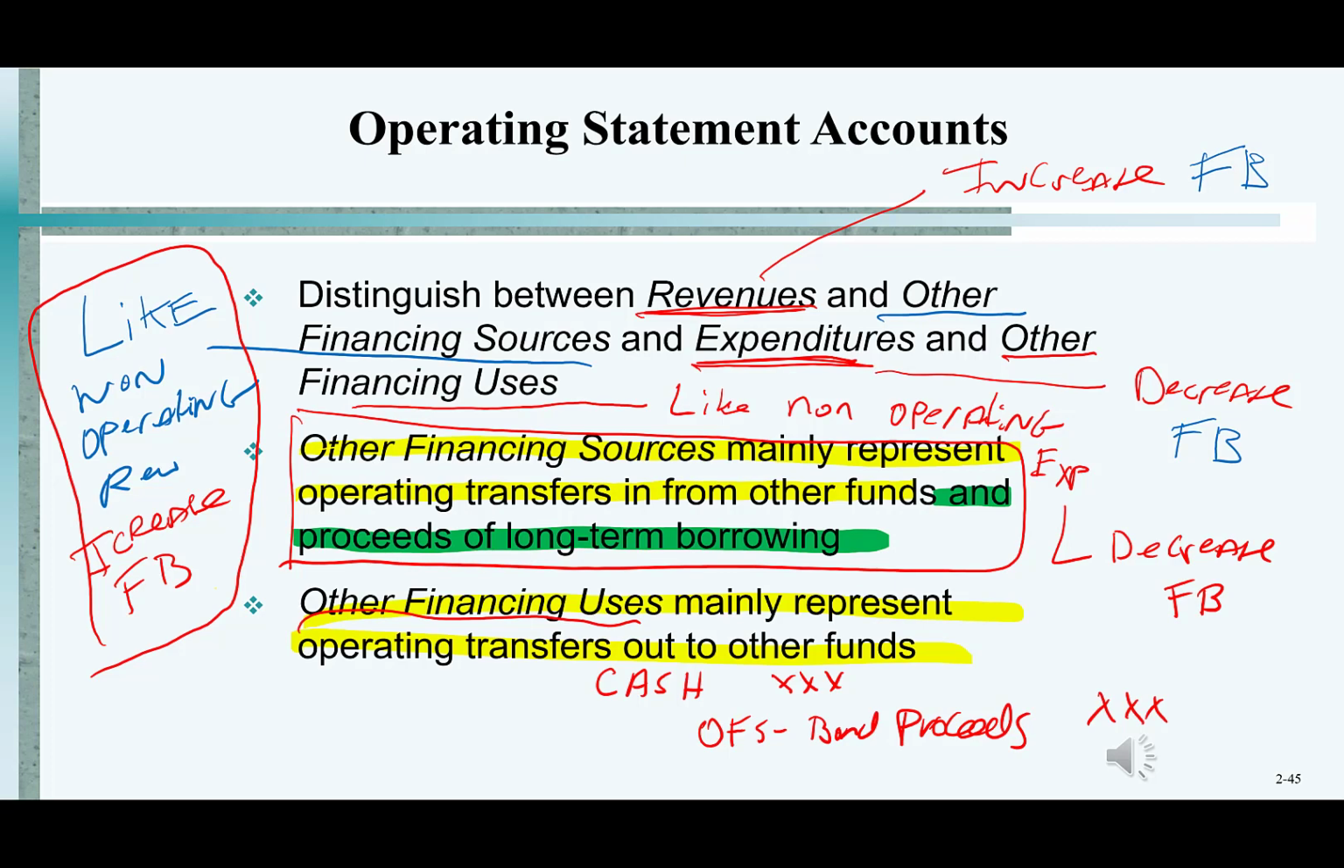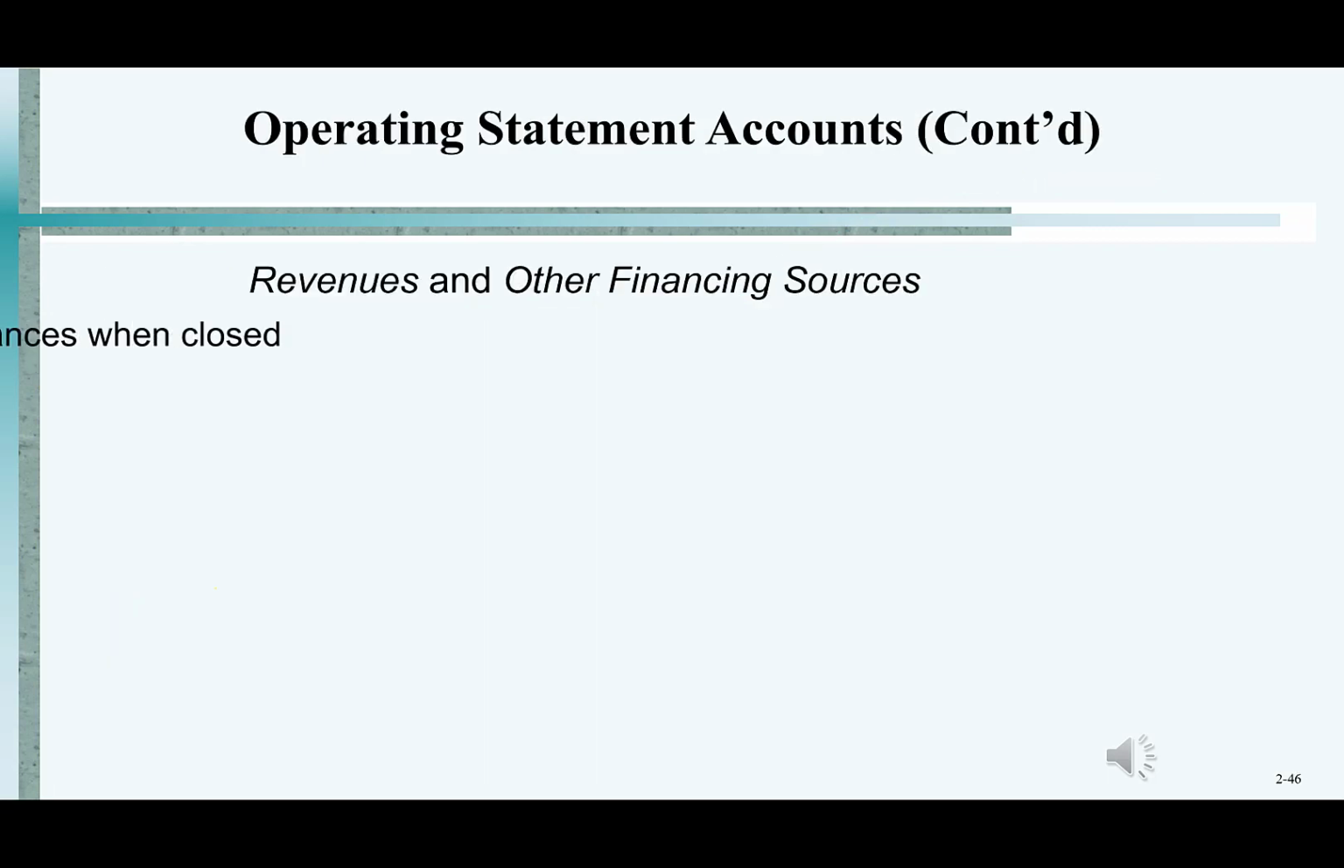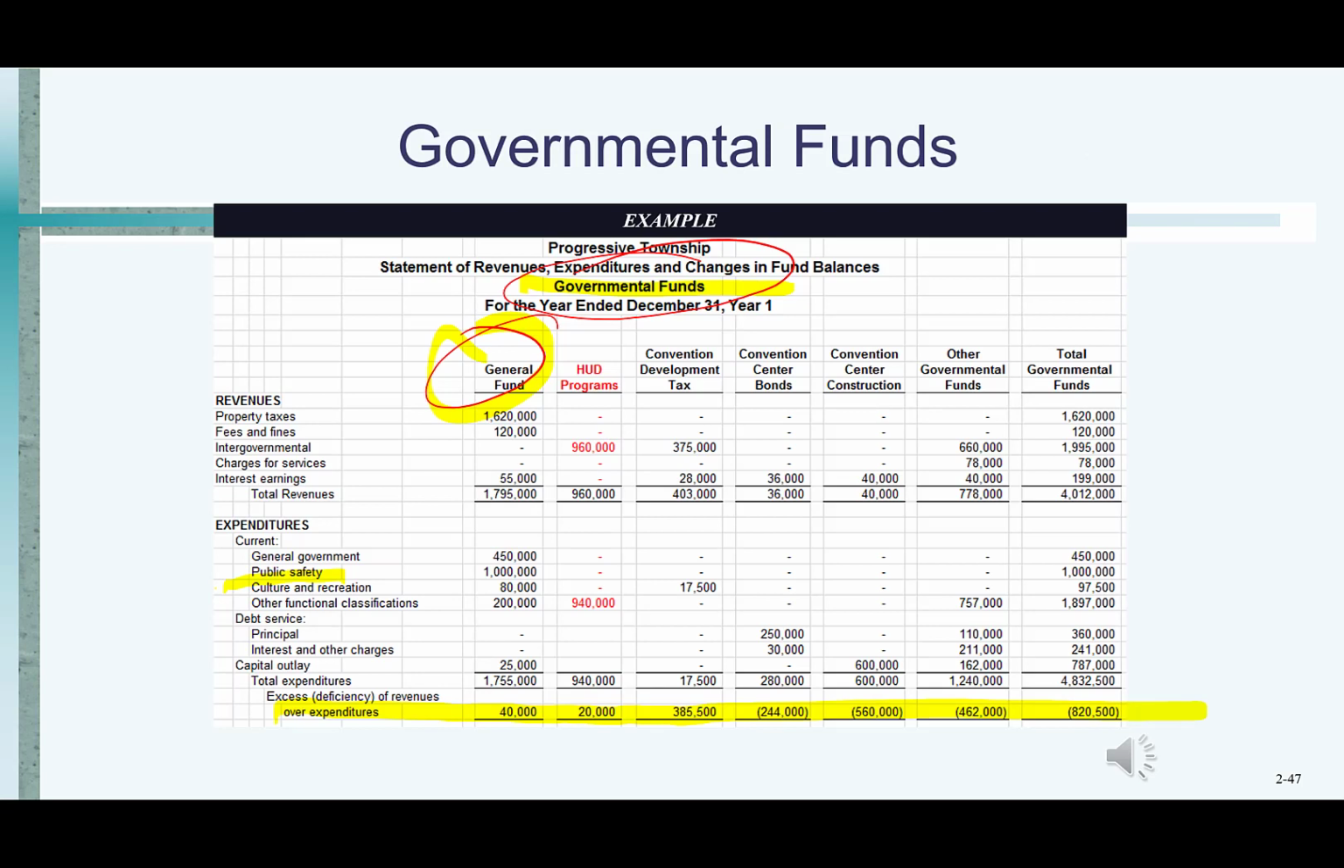Now, when we prepare our statement of revenues, expenditures, and changes in fund balance, let's take a look at it for our governmental funds. Don't worry about all this right here. Let's look at the statement. General fund is one of our governmental funds, isn't it? We have revenues, we have expenditures. The difference between revenues and expenditures is like operating income.